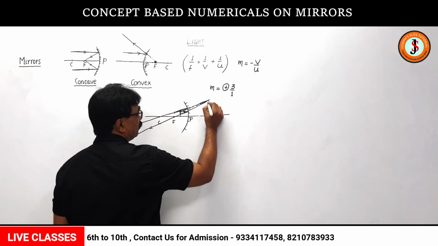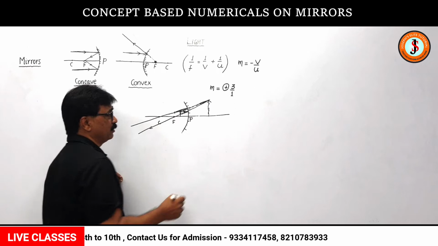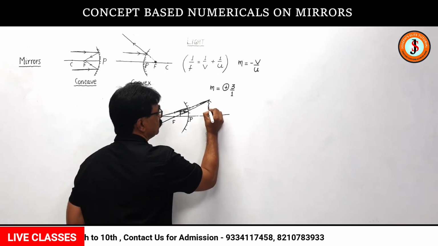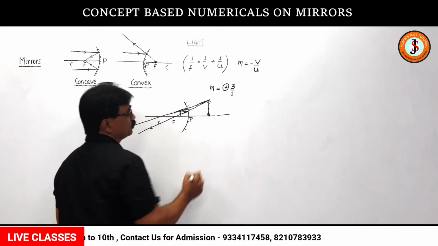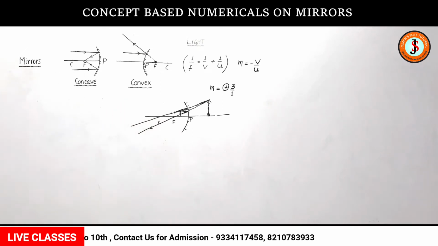And then what are we getting? We are getting the object which is magnified and erect and 3 times the size, and the image is virtual. So these two things are there. So the first question more or less is solved.